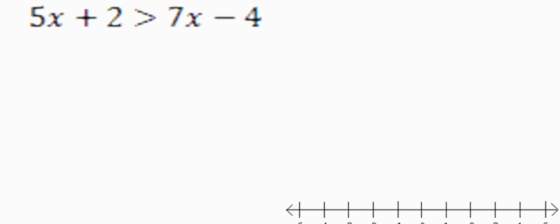One more problem. 5x plus 2 is greater than 7x minus 4. Same thing, I draw my wall, and you get all the x's on one side, all the constants on the other. So I'm going to choose to bring my x's to the right side. There's nothing in front of the 5x, so I have to do the inverse operation, which is subtract 5x.